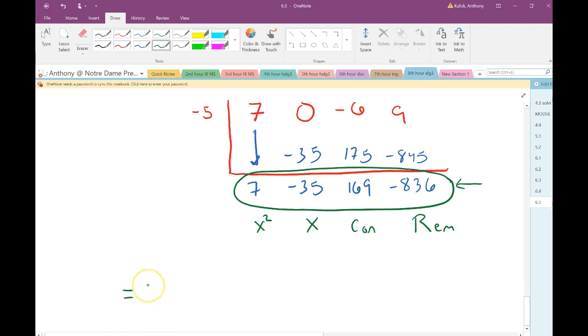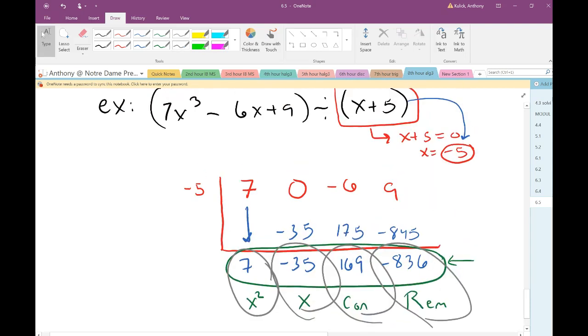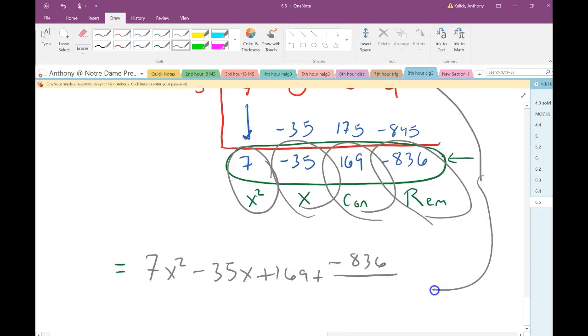So we'd say our answer then is 7x squared minus 35x plus 169 plus my remainder over my divisor. That's the x plus 5 from the very beginning.